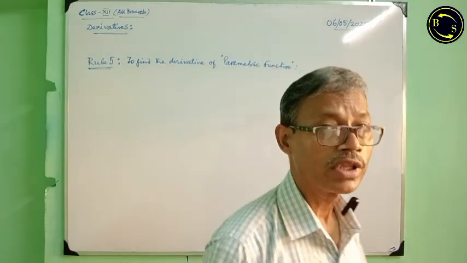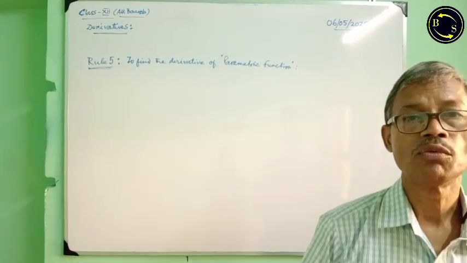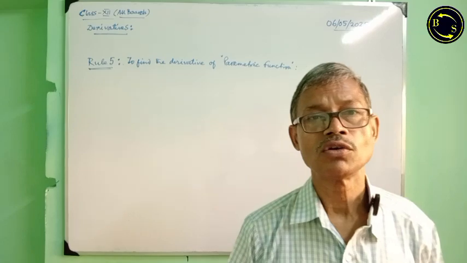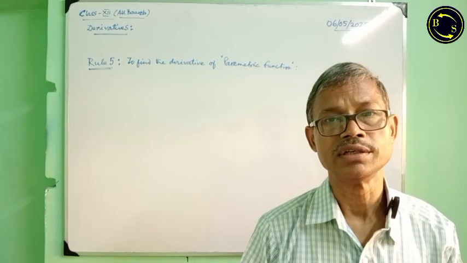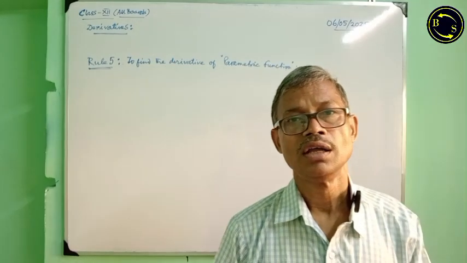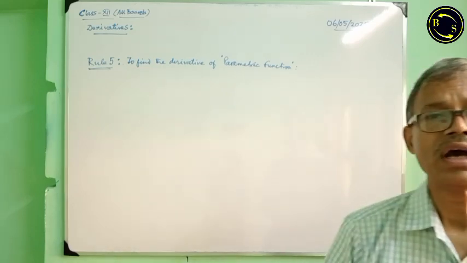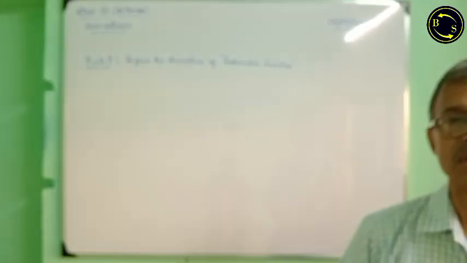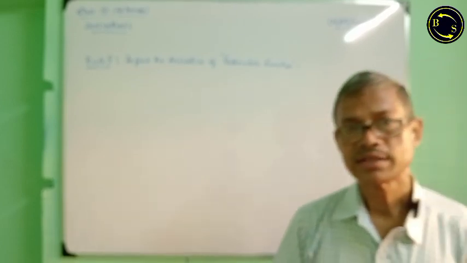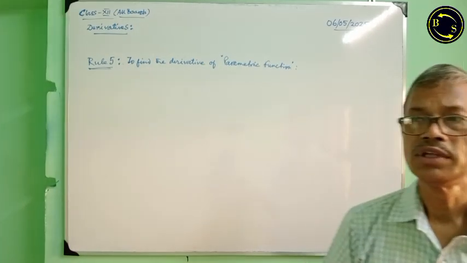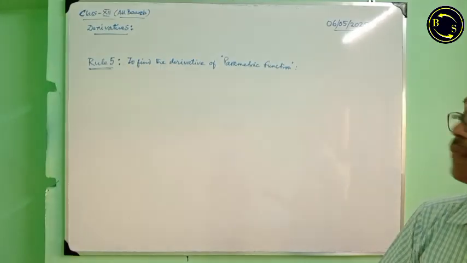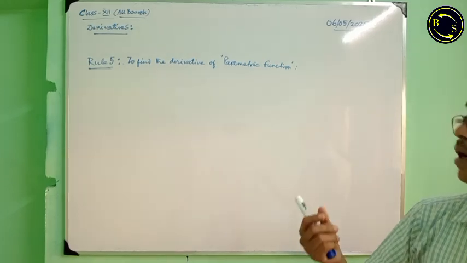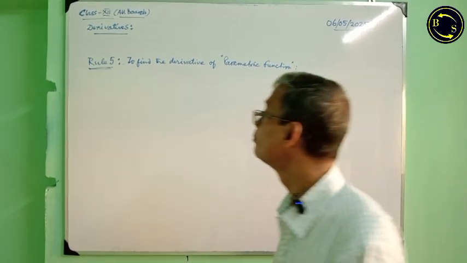It is found that x and y are not directly related in some cases. They are related via a third variable. That third variable is called parameter. In that case, to find derivative, we have to use different technique. I discuss that first.